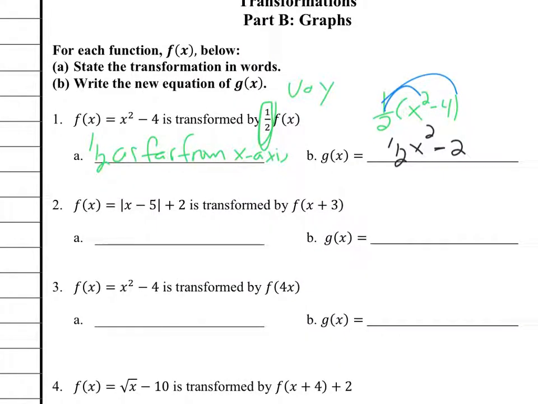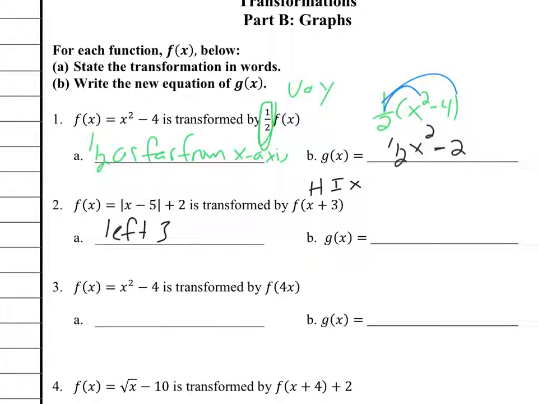So now we're taking the absolute value of x minus 5 plus 2, and we're transforming it by x plus 3. Well, this is going to move this whole thing left 3. It's inside parentheses. This is your Hicks, so it's horizontal, it's inside, and it is affecting the x's. It's not going to affect the y's. It's just taking the whole graph and shifting it left 3.